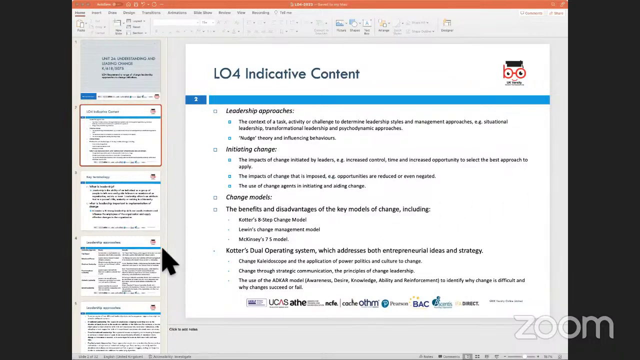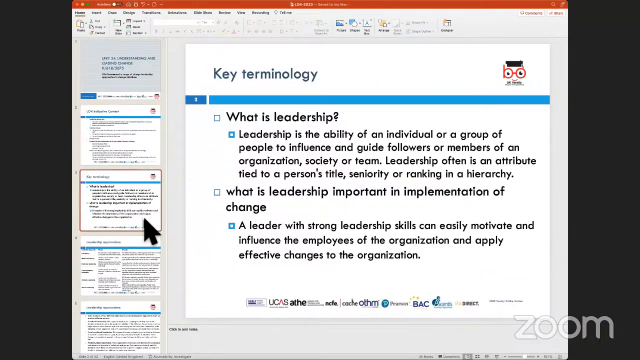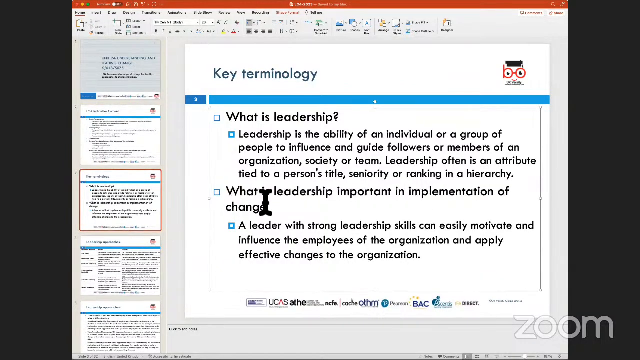So we will get into this with a few slides and discuss today's learning outcome. Before I do that, what I want to do is just quickly focus on what is leadership and why is it important for change. There are lots and lots of definitions of leadership. We can go with textbook and widely accepted definitions.